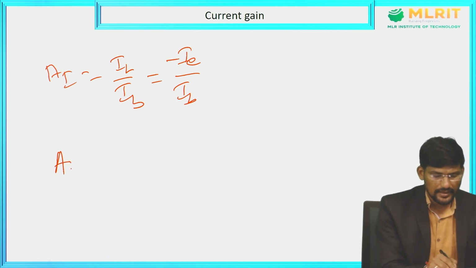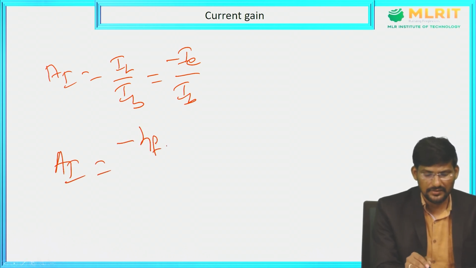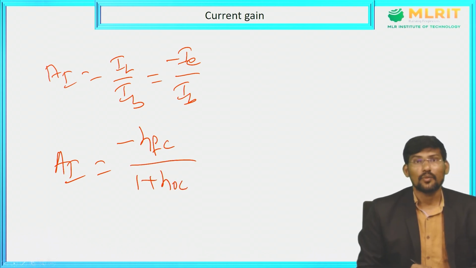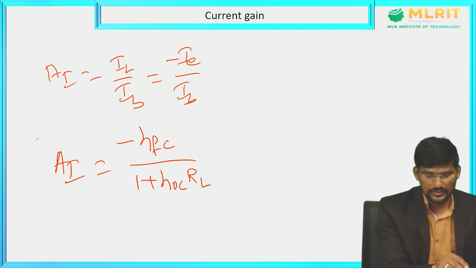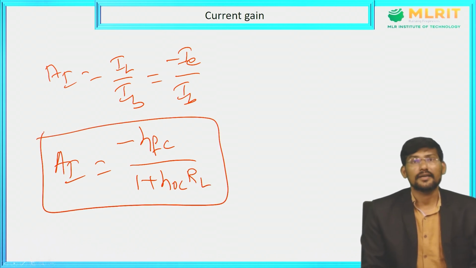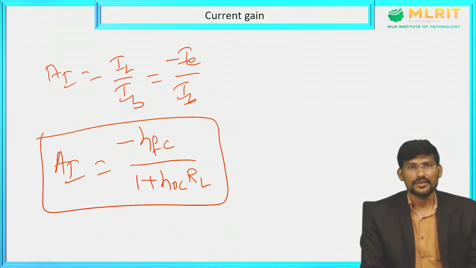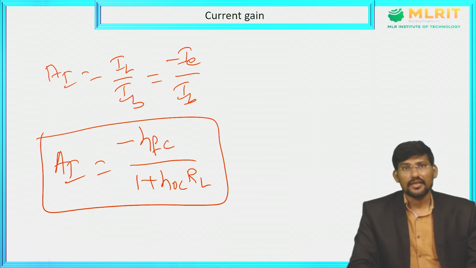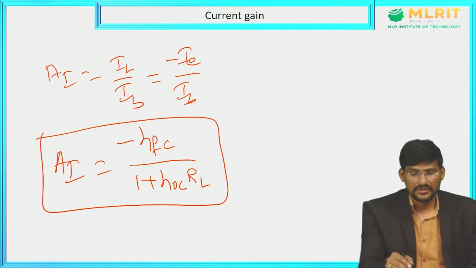The current gain expression we already derived. The expression is minus HFC divided by 1 plus H0C into RL. So this is the expression for current gain of the common collector configuration. Already we did the derivation related to the current gain. You can refer to the video where we discussed this in lecture 2, transistor analysis using H parameter model. Now this is the first equation.